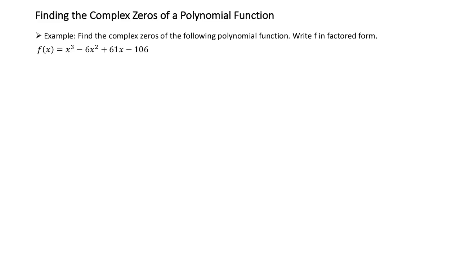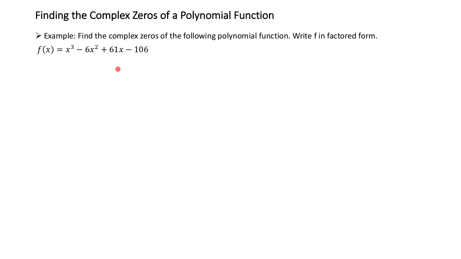In this problem, we are being asked to find the complex zeros for a polynomial function. Then we are asked to write that function f in a factored form. Our function is f of x is equal to x cubed minus 6x squared plus 16x minus 106.